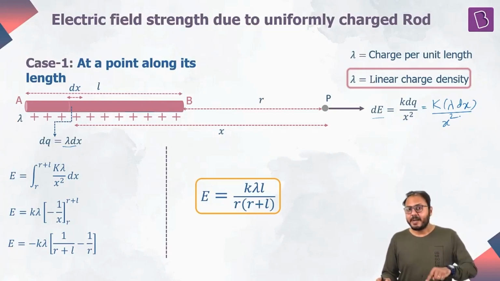See? Now the limit is taking care of my entire rod, and my function is so simple. Instead, I would have rather struggled with an r plus x in the denominator. Don't do that. Keep the integration simple. So if I do that, upper limit minus lower limit, I get minus k lambda times 1 upon r plus l minus 1 upon r. You sort out the signs, your electric field comes out to be k lambda l upon r times r plus l.